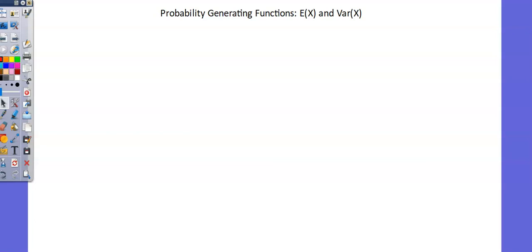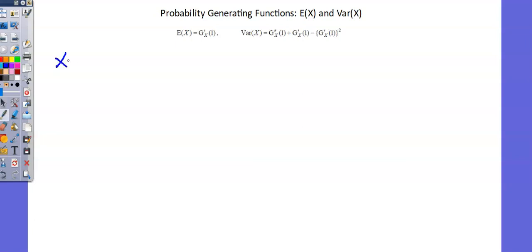This is 9231 Further Probability and Statistics, Topic 5, Probability Generating Functions. Today's lesson is on expectation and variance. In the MF19, you're provided with the formulae for expectation and variance, which I'll post here. And this will be an application of probability generating functions. Once we take the probability distribution and get it into the form of a polynomial, our probability generating function, we can use the formulae for expectation and variance.